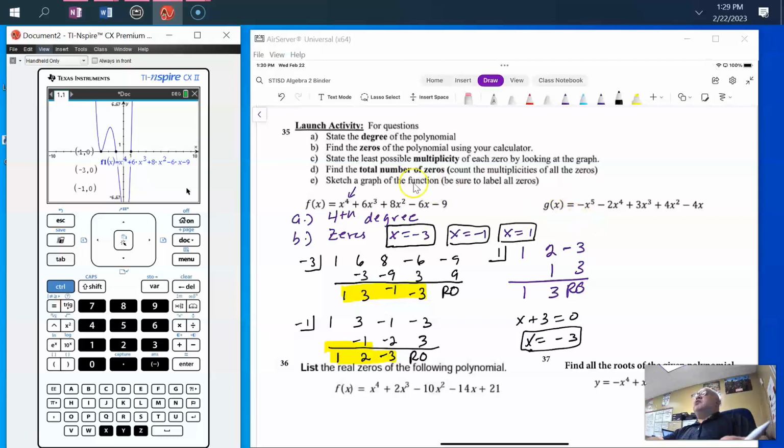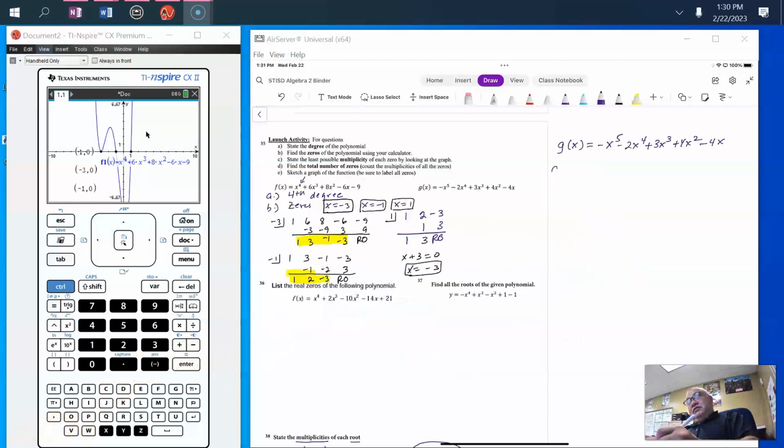Okay, so I answered A, B, and C, because I told you the multiplicities. D, I did find all the total zeros, so I did find D. And then here is my sketch of my graph. And so I've answered A through E. I'm going to go ahead and do this next one. Now this one has a power of 5. So that tells you that I'm going to have 5 roots. So let me go ahead and pause the video.